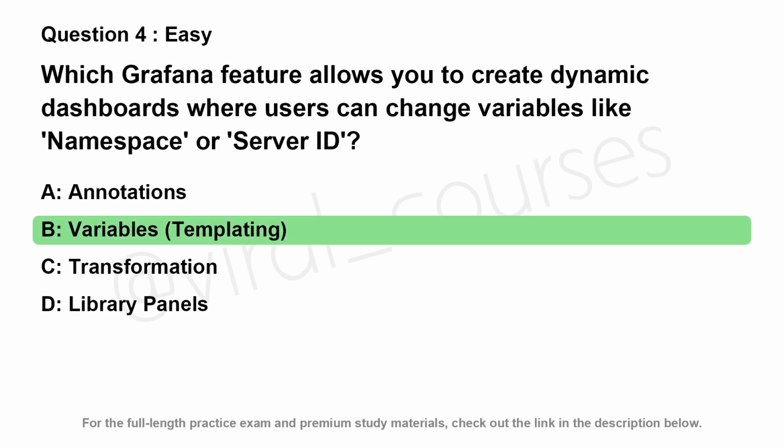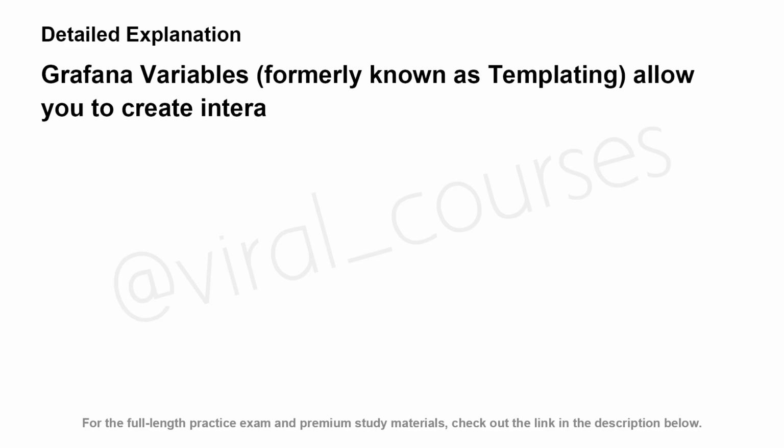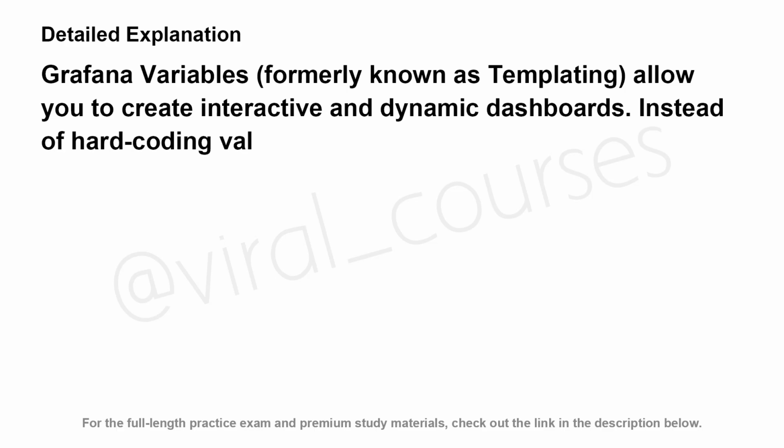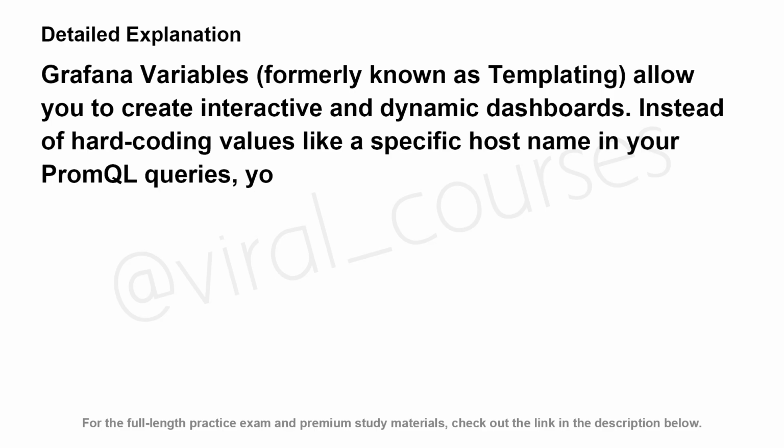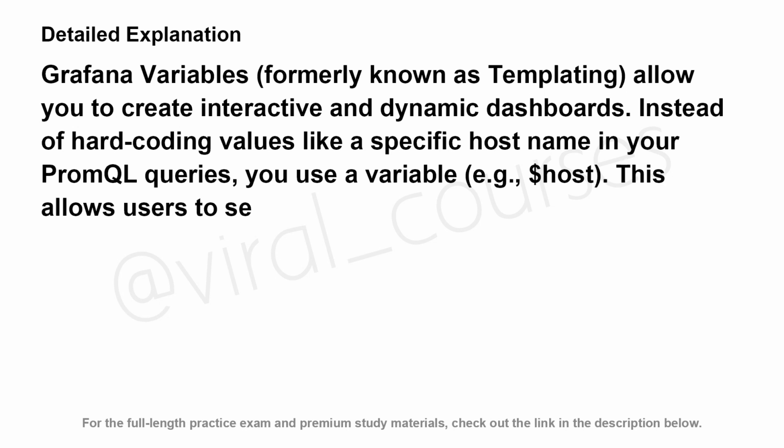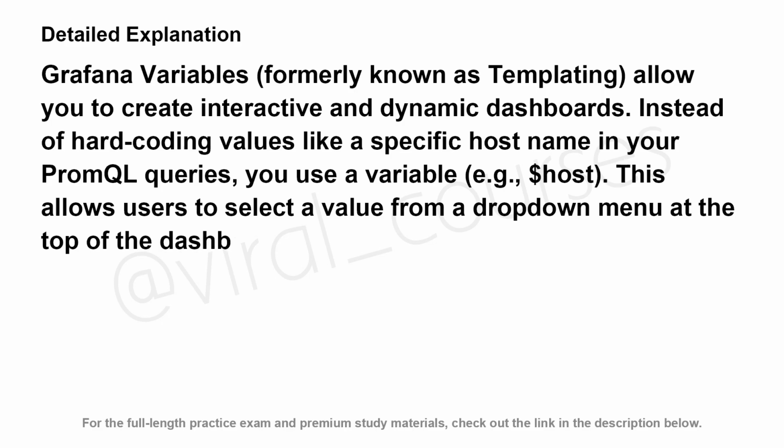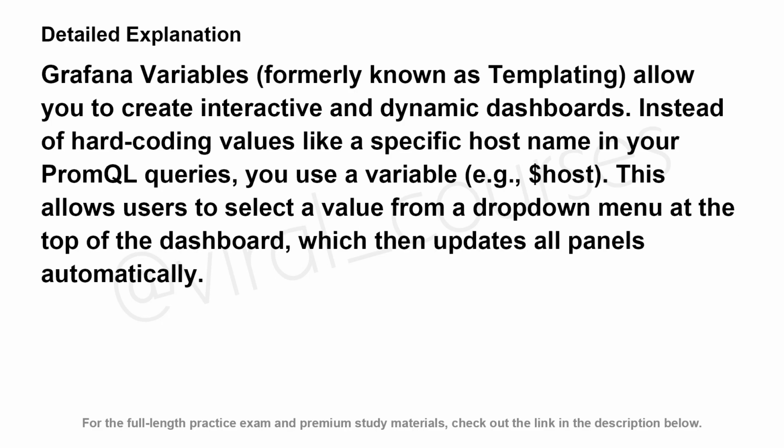The correct answer is B. Grafana variables, formerly known as templating, allow you to create interactive and dynamic dashboards. Instead of hard-coding values like a specific host name in your PromQL queries, you use a variable, e.g., $host. This allows users to select a value from a drop-down menu at the top of the dashboard, which then updates all panels automatically.